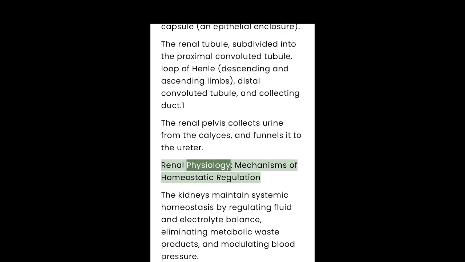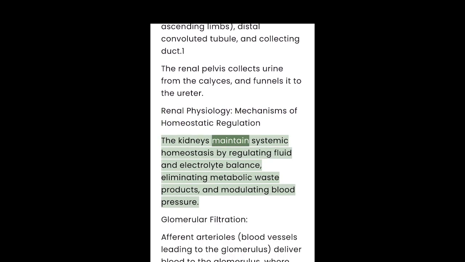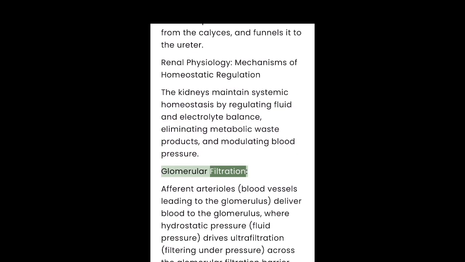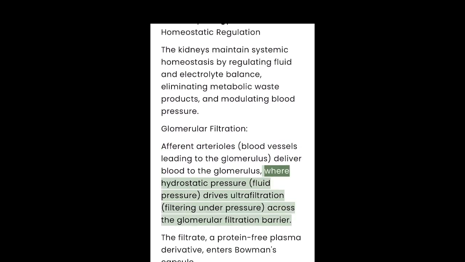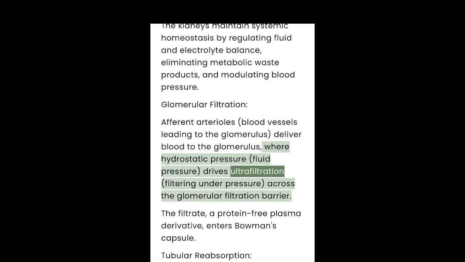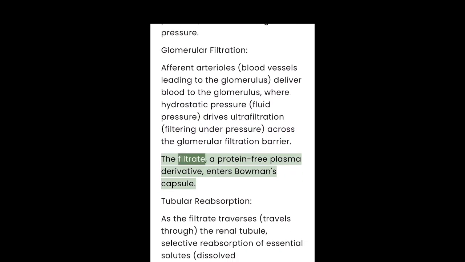Renal physiology, mechanisms of homeostatic regulation. The kidneys maintain systemic homeostasis by regulating fluid and electrolyte balance, eliminating metabolic waste products, and modulating blood pressure. Glomerular filtration. Afferent arterioles deliver blood to the glomerulus, where hydrostatic pressure drives ultrafiltration across the glomerular filtration barrier. The filtrate, a protein-free plasma derivative, enters Bowman's capsule.